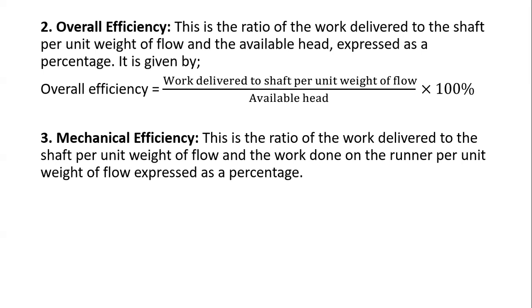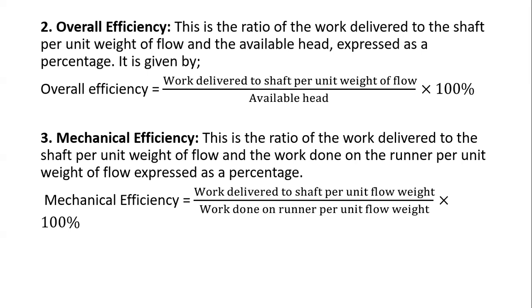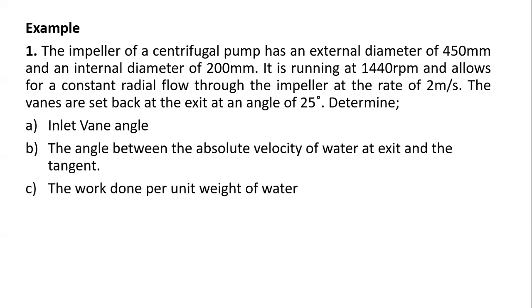We also have what is known as mechanical efficiency. The mechanical efficiency is the ratio of the work delivered to the shaft per unit weight and the work done on the runner per unit flow weight, meaning per unit weight of what is flowing. And of course, we also express it as a percentage.